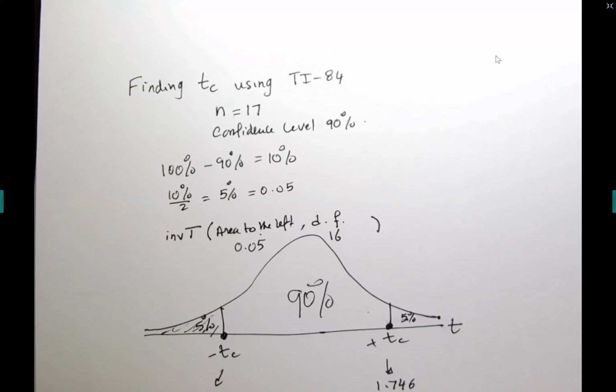Yes, always. So here's how it works, verbally. For ZC or TC, if he gives you 90% confidence or 95% confidence, look what you do. 100% minus 95%, you get 5%. Divided by 2, you get 2.5%. Change it to a decimal, 0.025, plug it into the function, whether it is an inverse T or inverse norm. For inverse norm, you have to put 0.1. For inverse T, you have to put the degrees of freedom. So inverse norm is used in section 6.1, whereas inverse T is used in section 6.2.